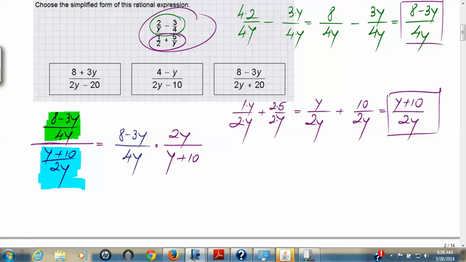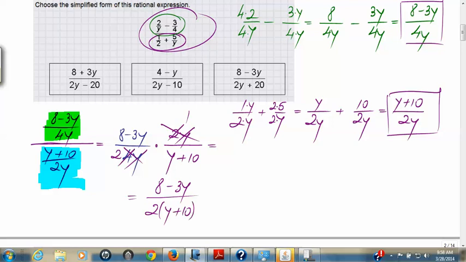And now, first of all, look for cross simplification, right? For cross cancellation here, I've got a y and the y, 2 and 4. 2 divided by 2 will be 1. 4 divided by 2 will be 2. Or you may say that you can simplify by 2y, which goes in 4y 2 times. Now, multiply across. You have 8 minus 3y times 1, because that's the only number left in there, over 2 times y plus 10.